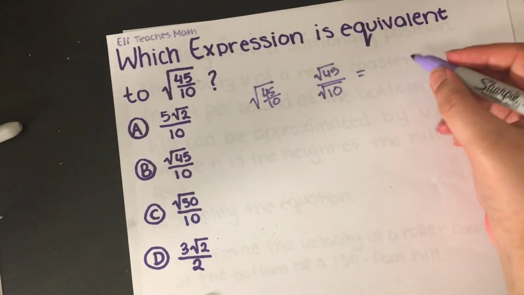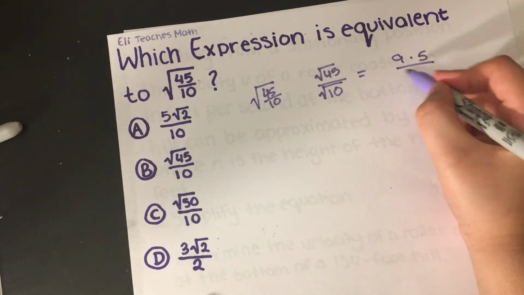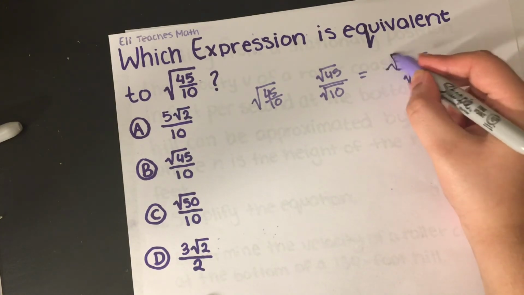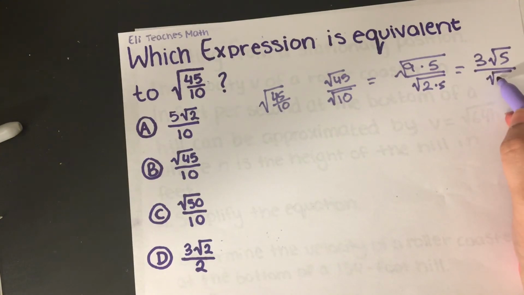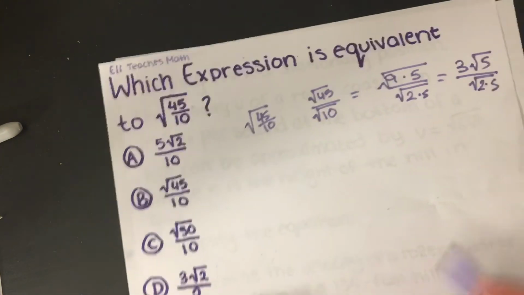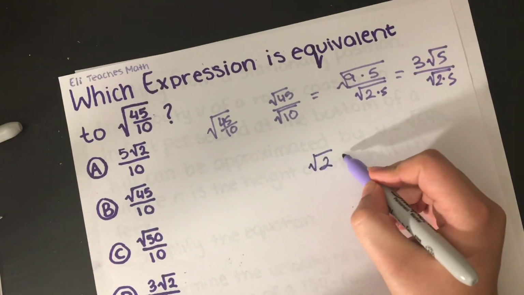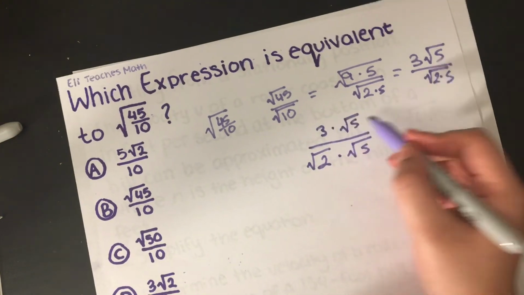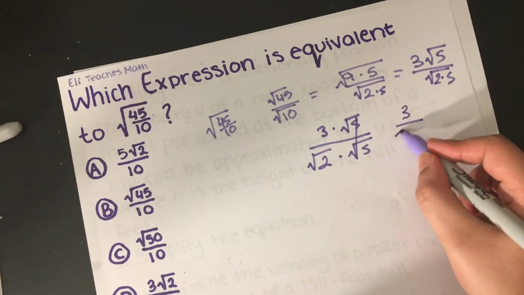We'll simplify it. The square root of 45 is equal to 9 times 5, and then 10 is 2 times 5. So the square root of 9 is 3, so we can bring that over here. So it's going to be 3 root 5 over root 10. Now, look here. The square root of 2 times the square root of 5, and up here, we have 3 times the square root of 5. Notice we can cross these out, and we're left with 3 over root 2.